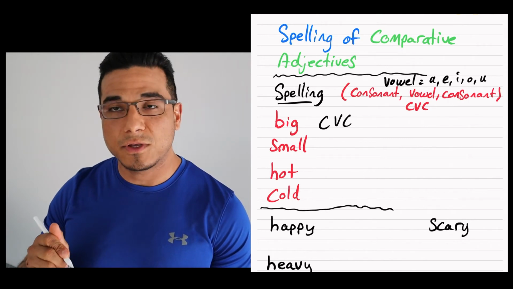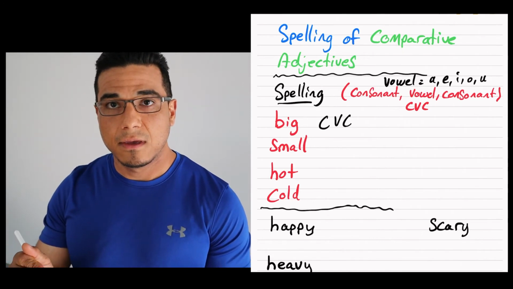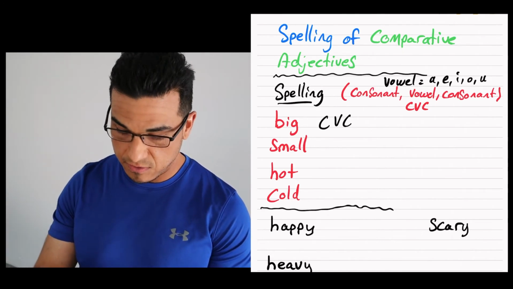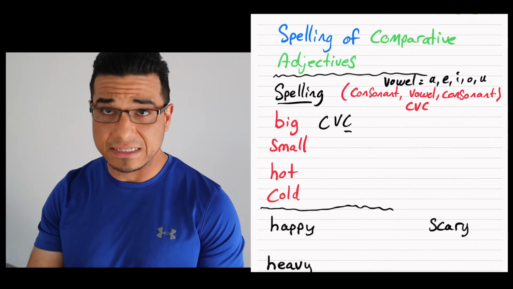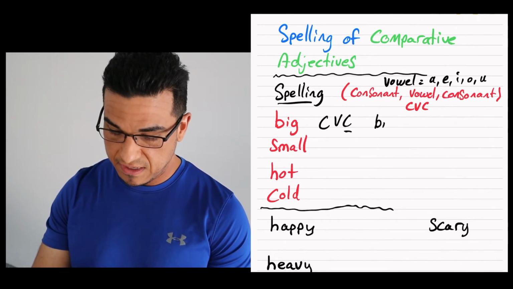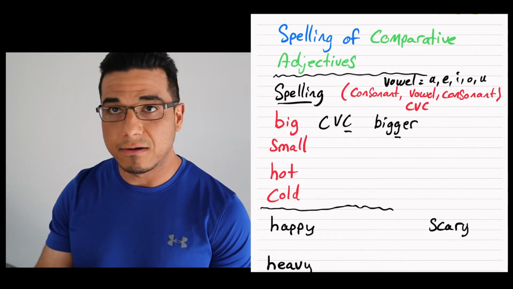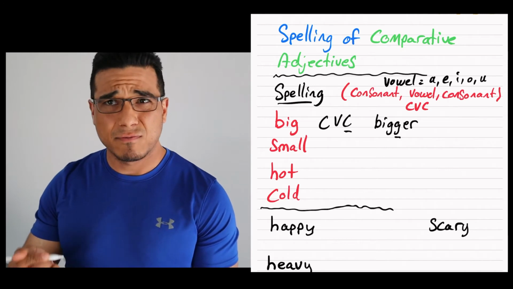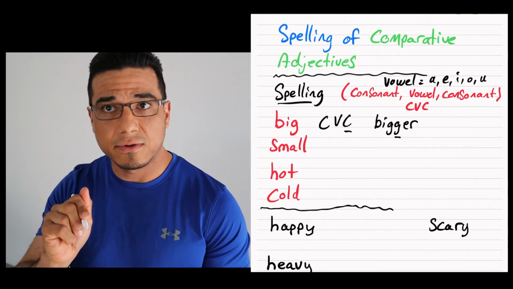And instead, what you have to do is you need to double the final consonant, and then you can add ER. So I'm going to double that final consonant, and that consonant is G. So I'm going to write B-I-G-G. There's my doubled consonant. Then ER, right?